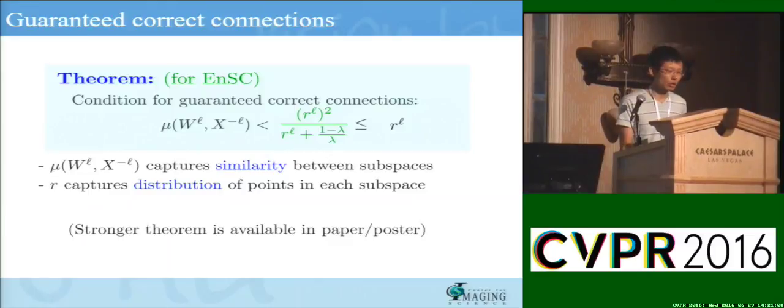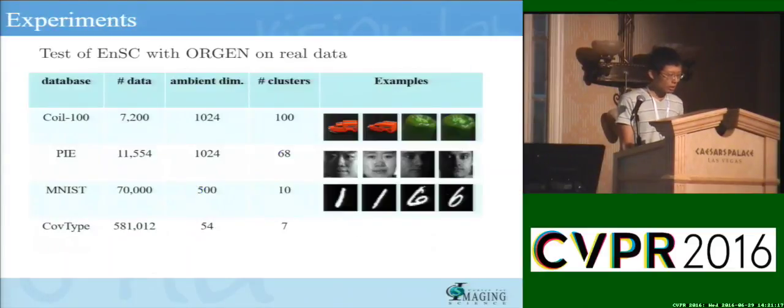I just want to mention here that we have a stronger condition than this one. This one is actually a corollary of a stronger condition, which is available in the paper and in the poster session.